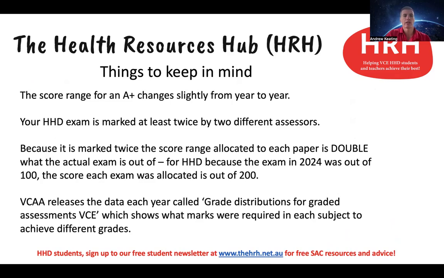Also, a good thing to note is the HHD exam is marked at least twice by two different assessors at the end of the year. Sometimes it's marked by more than two different assessors, and that's part of the VCAA's quality assurance process to make sure all exams are marked fairly. What that means is when we're looking at some of this data, you'll see that the mark allocation for HHD and the range for an A plus is actually out of 200. That's because the 2024 exam for HHD was out of 100, and if it's marked twice, all students then get a mark actually out of 200. We'll chat about what that means for 2025 soon as well, because the end of year exam is now out of 90 instead of out of 200.